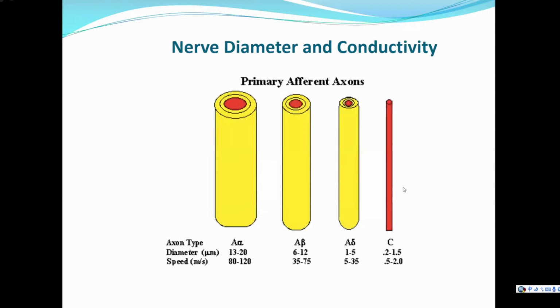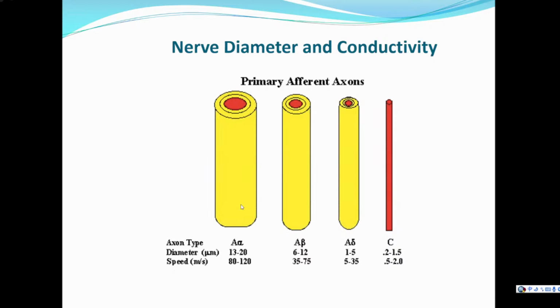So here are the different sizes of the fibers. You can see the A alpha fiber is much thicker, with a diameter of 13 to 20 micrometers. The A beta fiber is a little thinner, but still thick, 6 to 12 micrometers in diameter. The A delta fiber is 1 to 5 micrometers. And C fibers, 0.2 to 1.5 micrometers in diameter.